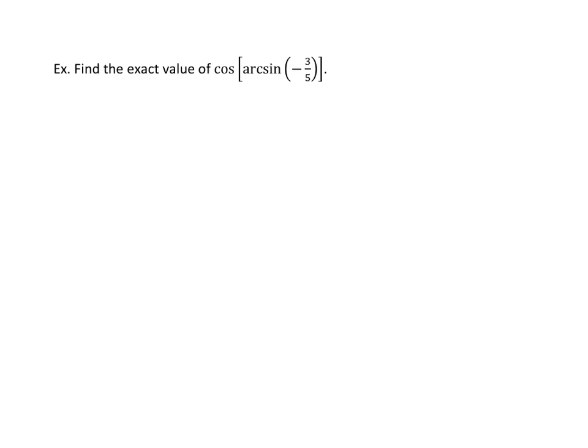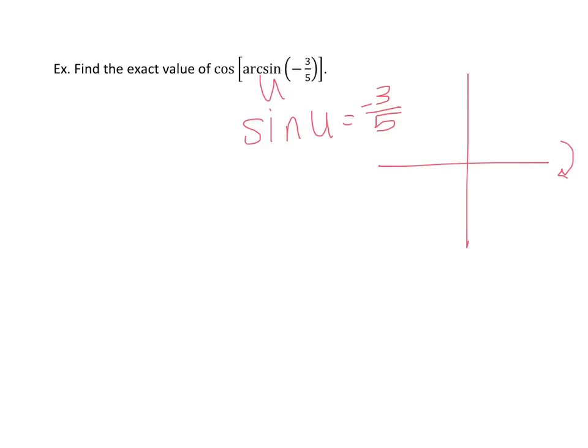Okay, same thing. We're going to call this u. So that's going to mean sine of u equals -3/5. So I need to be in a quadrant that's a negative sign. Sine is only in quadrant 1 and 4 when we're talking about inverses. So I know I need to be in quadrant 4.